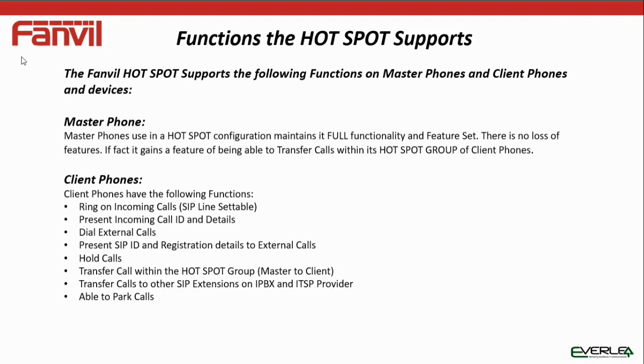If I want to ring another extension outside the group, for example a separate SIP registration, I just dial the 3-digit extension number and the phone will dial it. If I want to dial an outside line, I dial my outside line code, and away I go. So you can dial in between the extensions, and you can hold calls on the phones and pick them up from other phones. You can transfer calls within the hotspot, master to client. You can transfer calls to other SIP extensions on the IPPBX and ITSP provider. You're able to park calls and pick up calls off the various phones within the group.